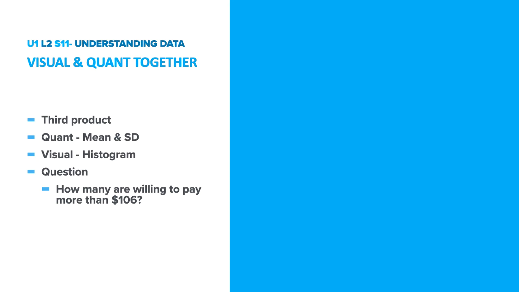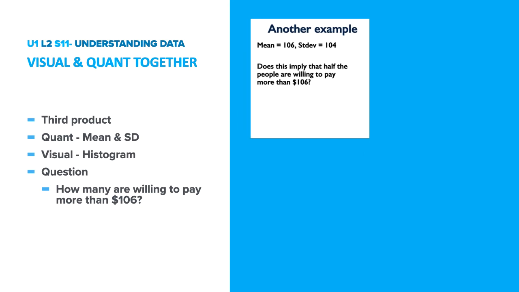Now let me introduce a third product to help you understand the stats in more detail. For the third product, we did the market survey. So we have the mean and the standard deviation, and then we have the visual, which is the histogram. But firstly, we are looking just at mean and standard deviation. So here it comes. The mean comes out to be 106 and the standard deviation is 104.